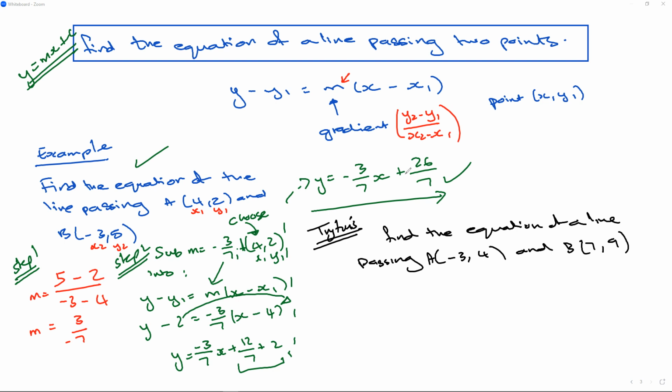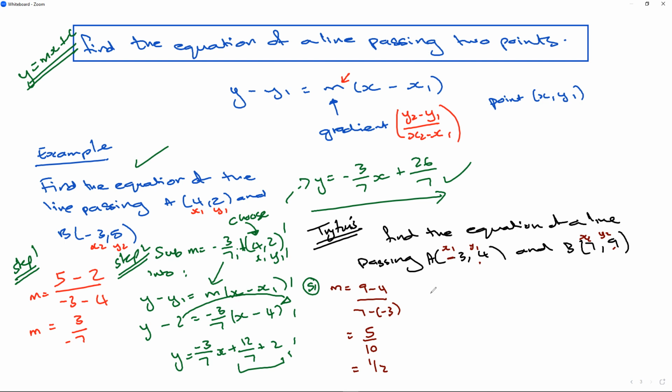Okay, so for this question here, the first thing I'm going to do is step 1. I'm going to find the gradient. The gradient is going to be given by taking y2 minus y1, so it's 9 minus 4 at the top, over x2 minus x1, but x1 is a negative, so negative plus becomes a plus because two negatives become a plus. It will look like this. So you got 7 minus minus 3, which is plus. 9 minus 4 is 5. 7 minus minus 3 is plus 3, so it becomes 10. In other words, the gradient is half.